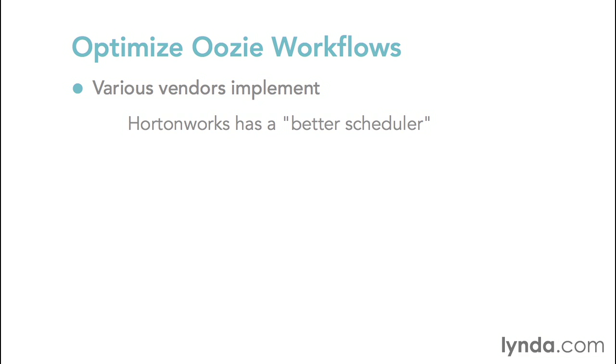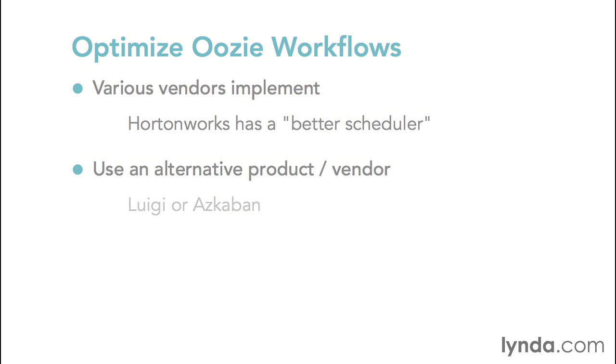So this can be one of your decision vectors when you're trying to figure out which vendor to use or which tool. Another thing you can do is you could actually use an alternative product. Now, most of those alternative products do cost money, so they're going to add cost. But some of the customers that I've worked with prefer to use a tool that they find to be in a more complete state, particularly in the graphical user interface implementation. And some of the ones that I've worked with are Luigi or Azkaban.